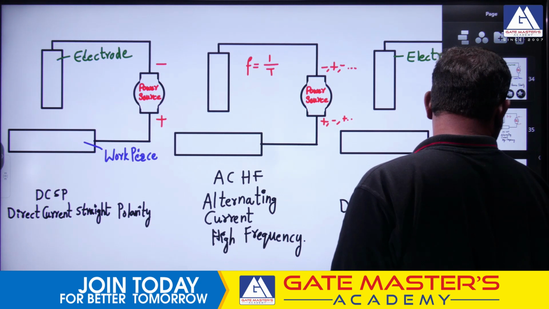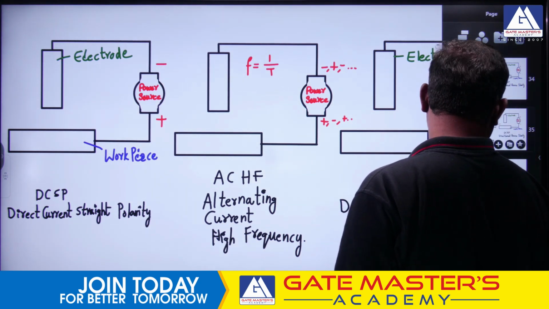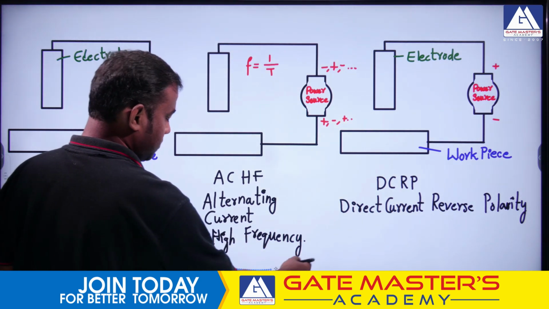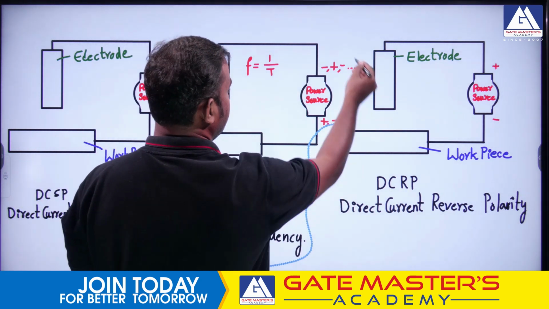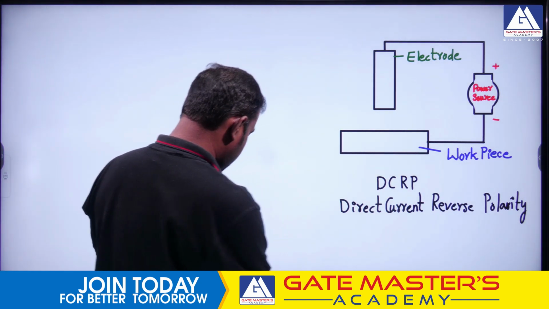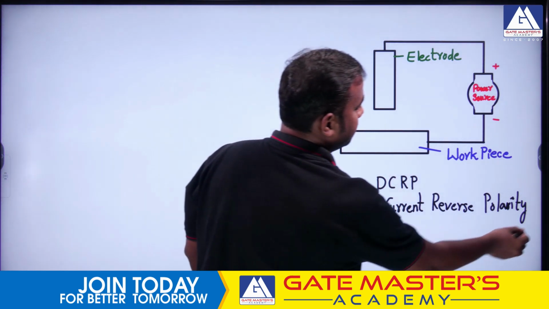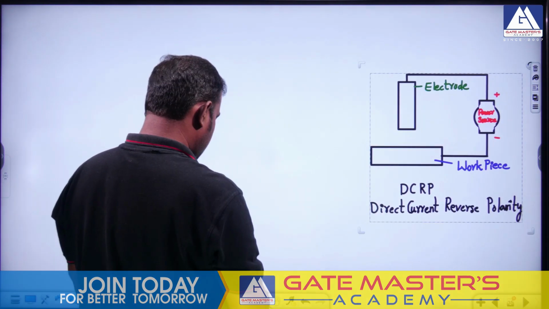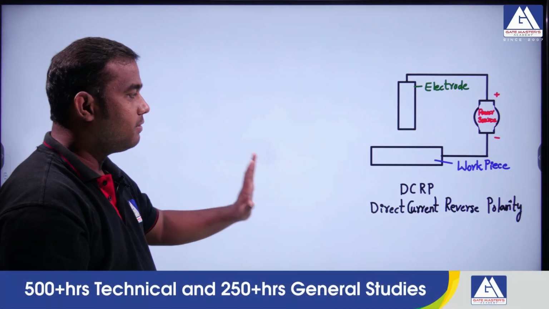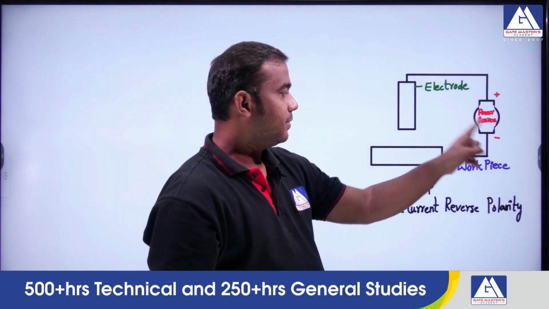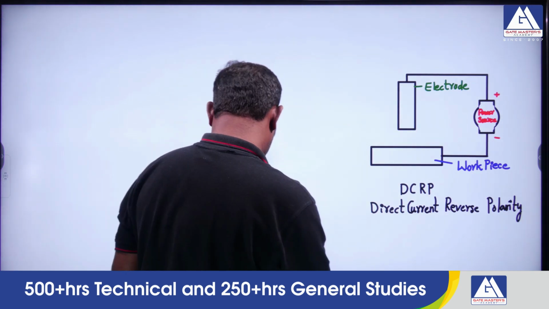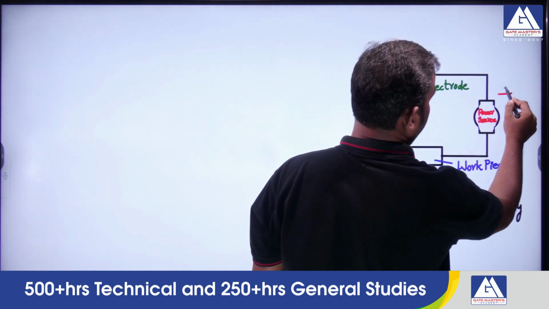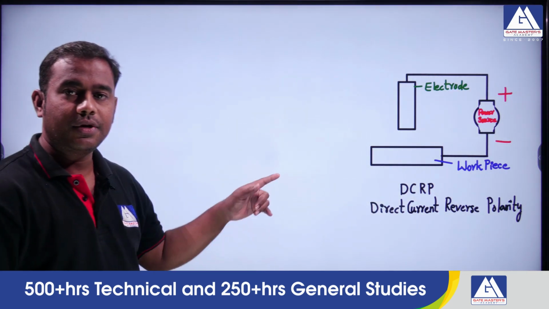Here we will take one basic configuration, which is direct current reverse polarity. In direct current reverse polarity, we give the positive terminal to the electrode and the negative terminal to the workpiece. I would like to write this in boldface: positive terminal to the electrode and negative terminal to the workpiece.